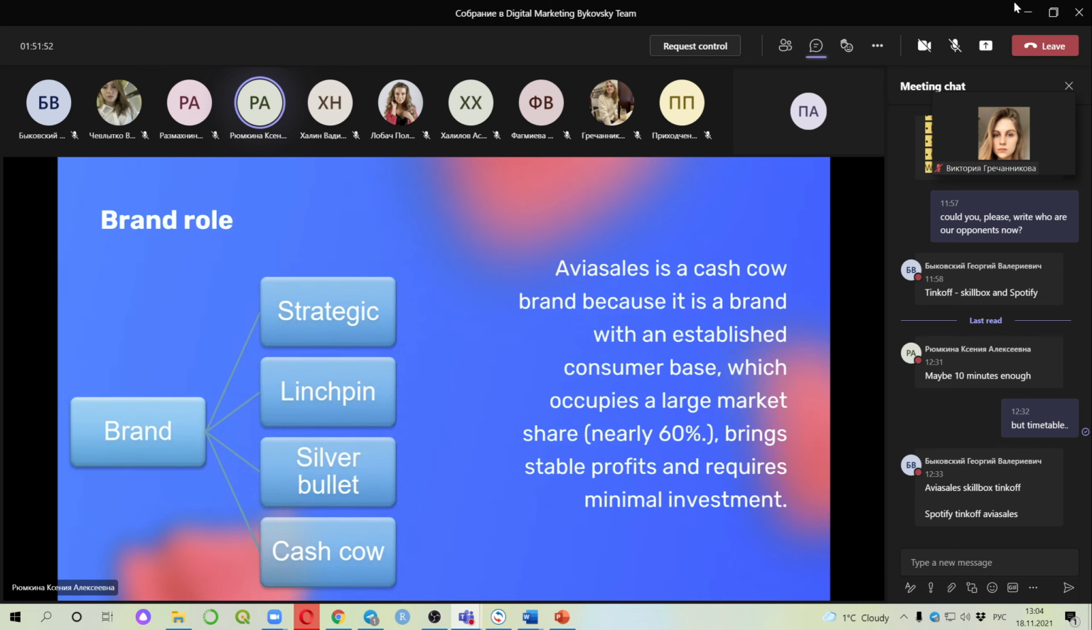In a company's brand portfolio, different brands can play different roles. The distribution of brand roles within the portfolio is the basis for the successful formation of brand architecture and for portfolio management. It is possible to mention four different roles: a strategic brand that is expected to be a leader, a lynchpin brand that holds the entire company together, a silver bullet brand that positively influences the image of another brand, and a cash cow brand that generates high profits without major investments.